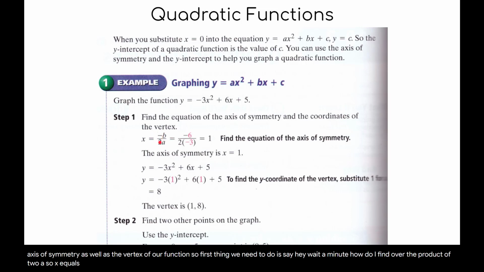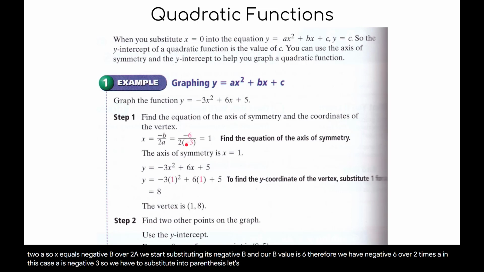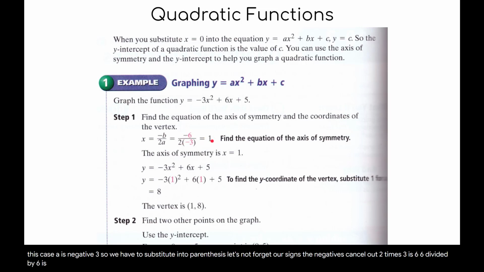So x equals negative b over 2a. We start substituting. It's negative b, and our b value is 6. Therefore, we have negative 6 over 2 times a. In this case, a is negative 3, so we have to substitute into parentheses. Let's not forget our signs. The negatives cancel out. 2 times 3 is 6. 6 divided by 6 is 1. Therefore, the axis of symmetry is the vertical line x equals 1.